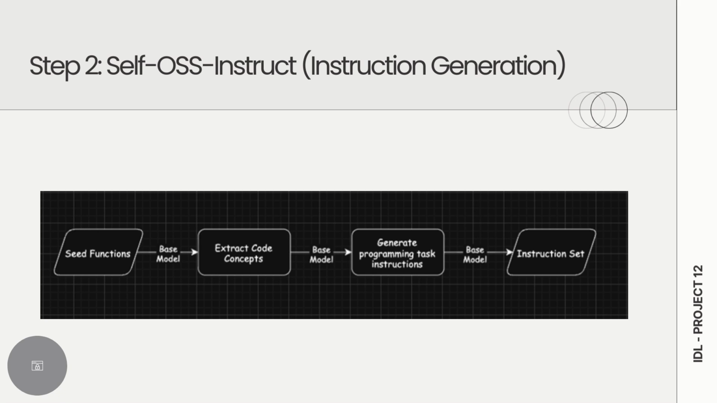From step one, we get about 250K seed functions and use the base model itself to generate diverse programming instructions. We do this by learning the key concepts from each seed function, concepts such as recursion, dynamic programming, and graph traversal. And then we tell the model to generate a problem based on these concepts using few shot learning. The output instruction set has well specified programming tasks.